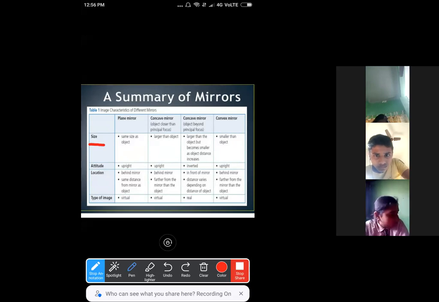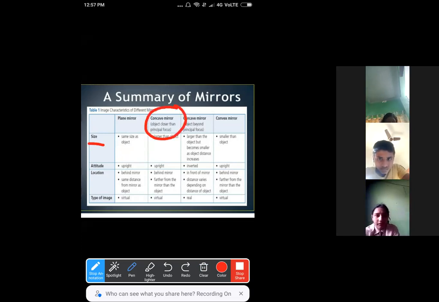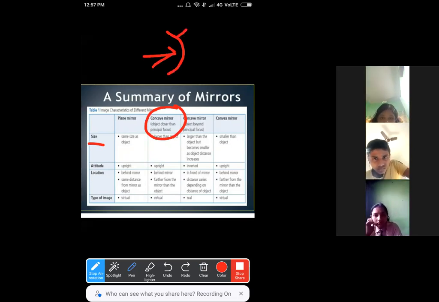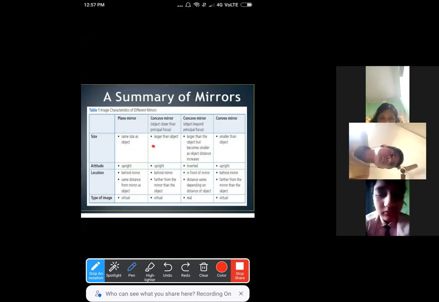So the size of the image in case of plane mirror is the same as the object. This is why when we stand in front of the mirror, the image that we see is exactly the height and size that we have. Next one, the size for concave mirror. Concave means which is curved inward. So this is the concave mirror.